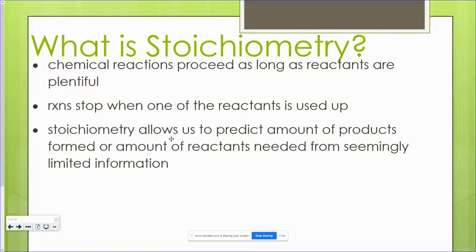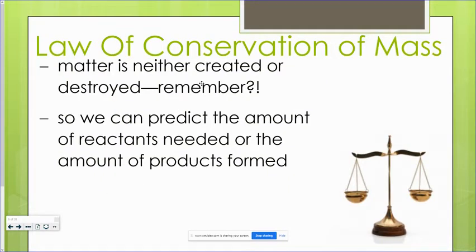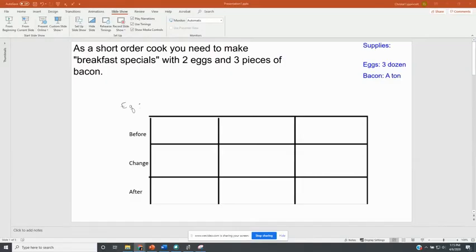So stoichiometry allows us to do that. We're able to predict how many products we're going to be able to form. So we could take that cookie recipe and figure out, okay, here's my stuff. How many cookies am I going to be able to make if this is what I have on hand? So stoich is the study of the relationship between those reactants and the products, and it's based on the law of conservation of mass, which says that matter is neither created nor destroyed. So we can't have any more things in the products than we started out with in the reactants. They just rearrange them.